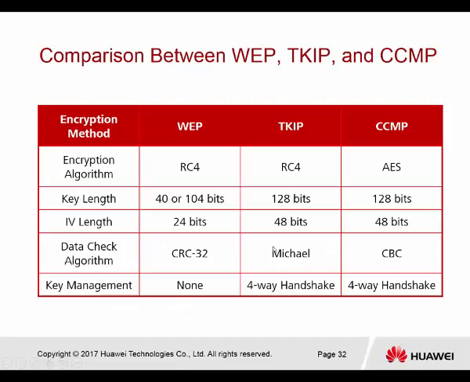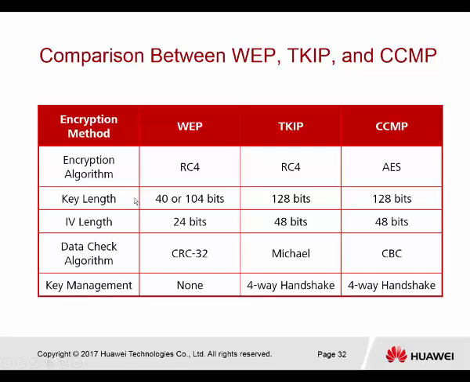Then this table shows the difference between WEP, TKIP, and CCMP. Only WEP and TKIP use the encryption algorithm RC4. CCMP is no longer using RC4 anymore, and it's the strongest, recommended for encrypting our data. It's more secure when compared to TKIP and WEP.